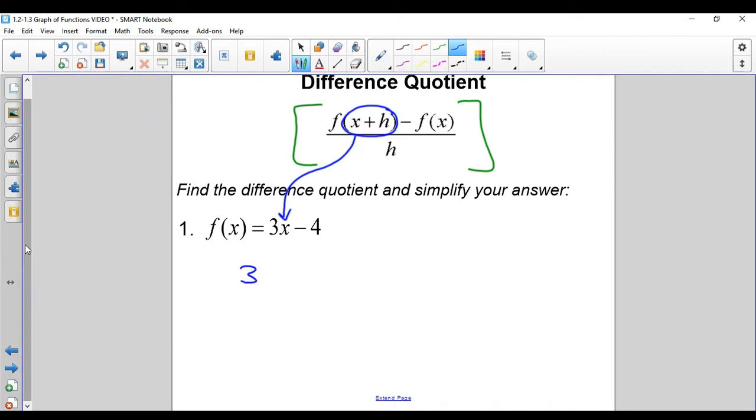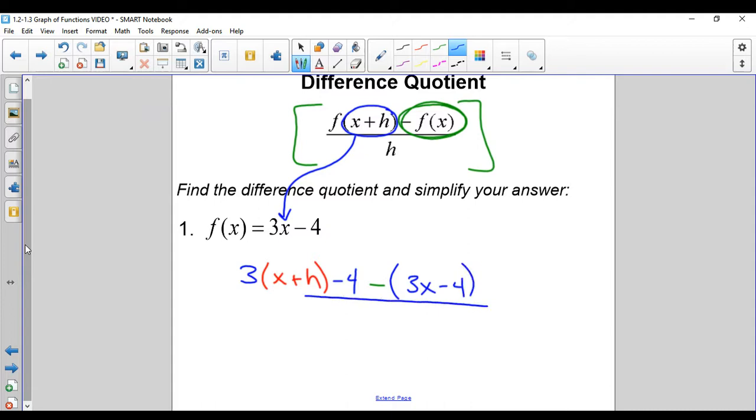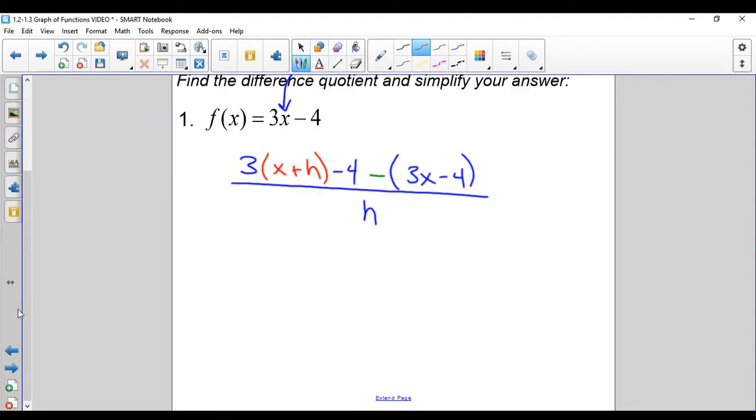So 3 times x plus h minus 4. The second thing we need to do is subtract the entire function. All right, so we subtract the entire function, 3x minus 4, put it all over h, and we simplify. If you do this correctly, anything without an h will cancel out. And anything with the h on the bottom is going to cancel out eventually as well.